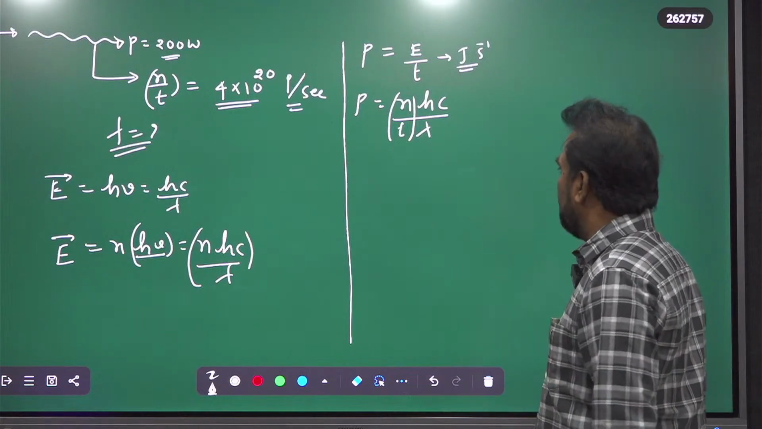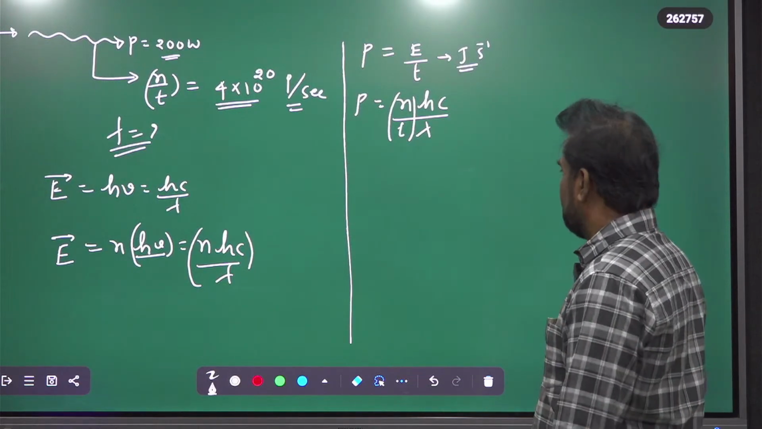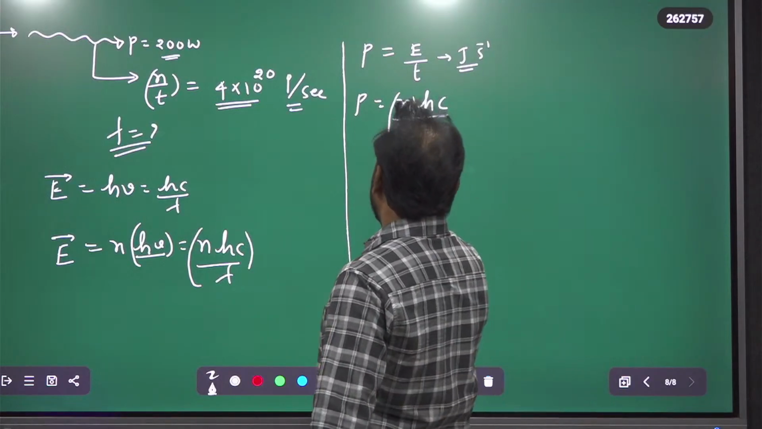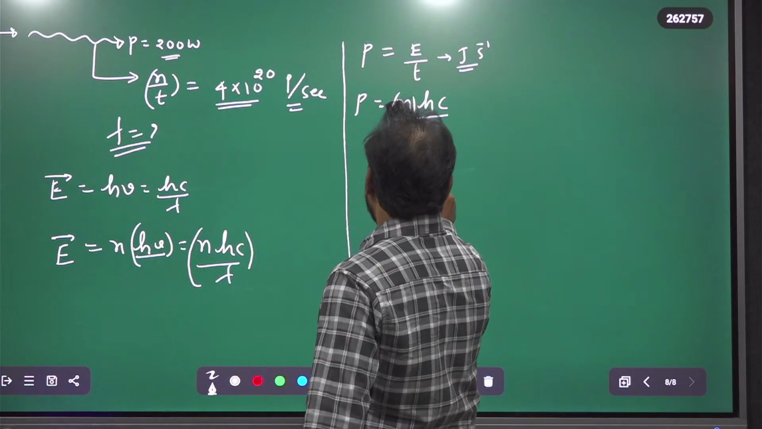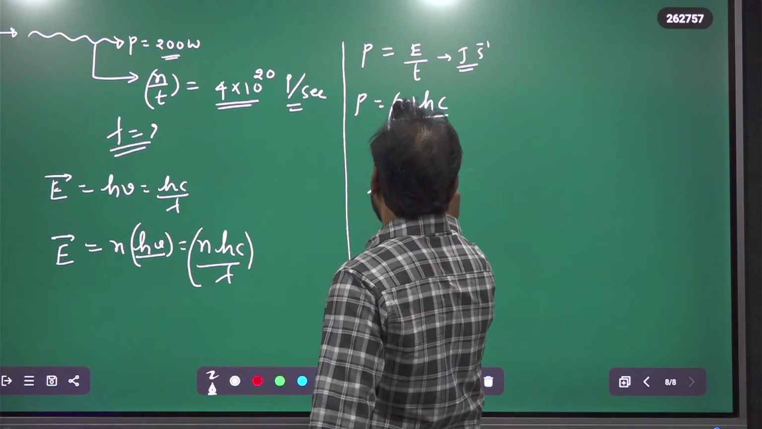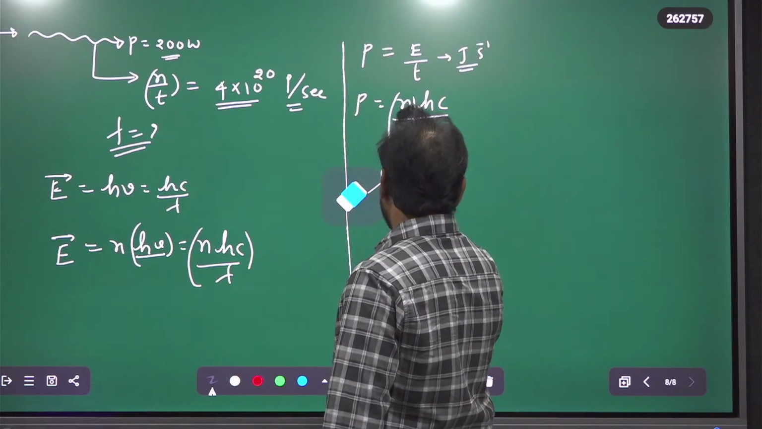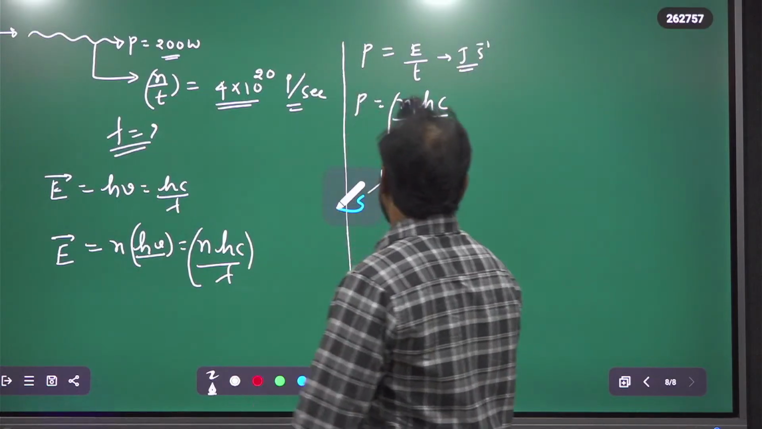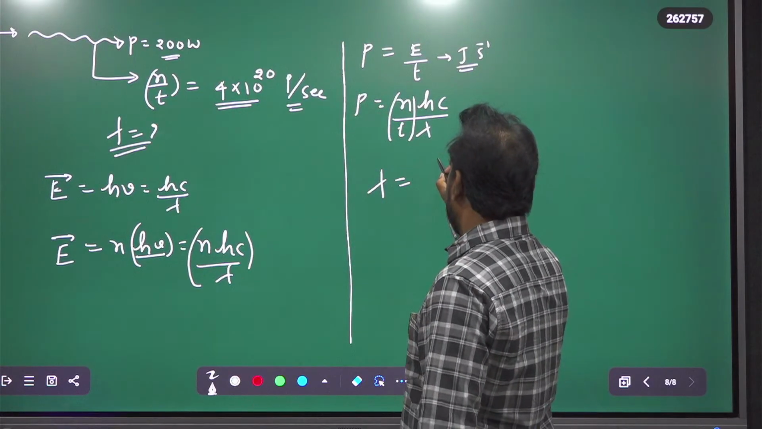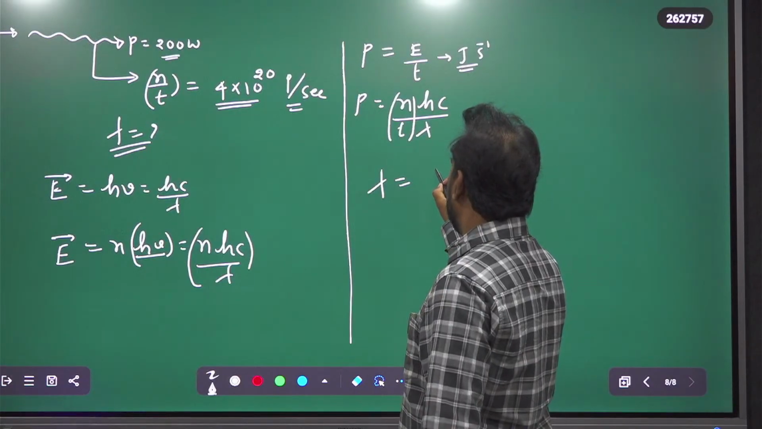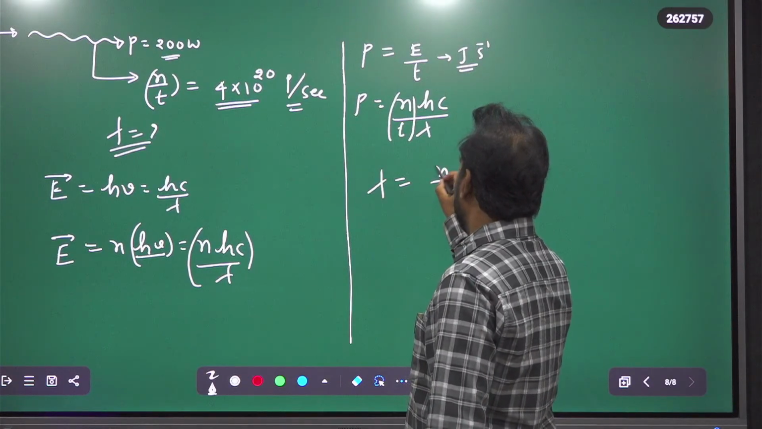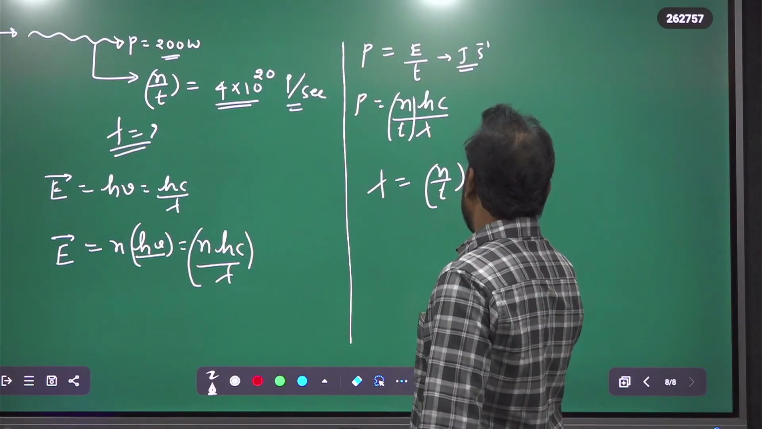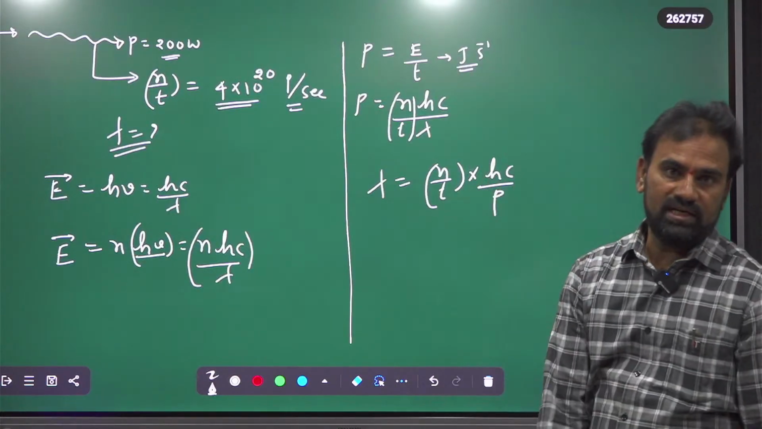And h, c values we also already know. We have to calculate the lambda. What is the value of lambda? Lambda is equal to N by T into hc upon P. Is it clear?